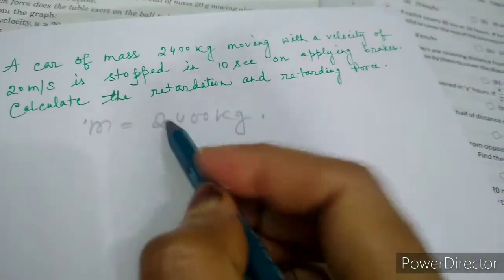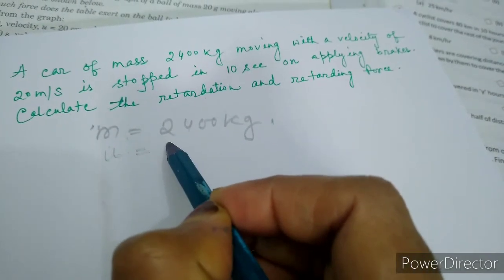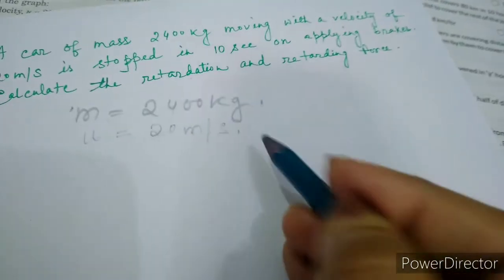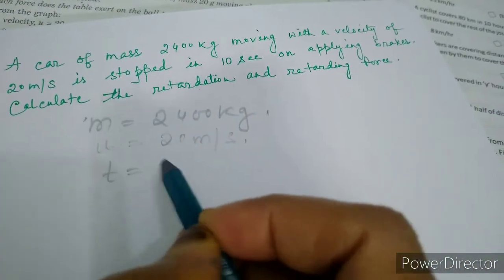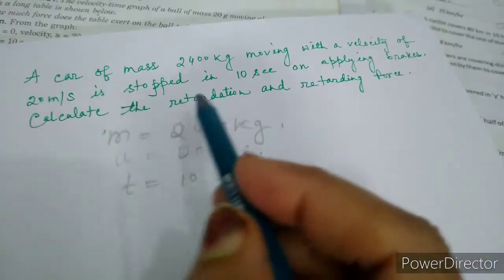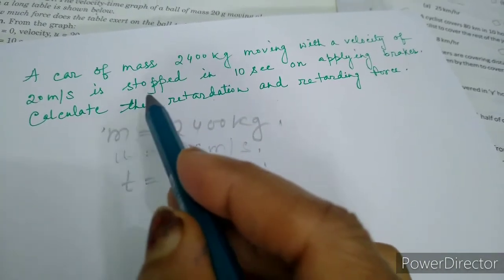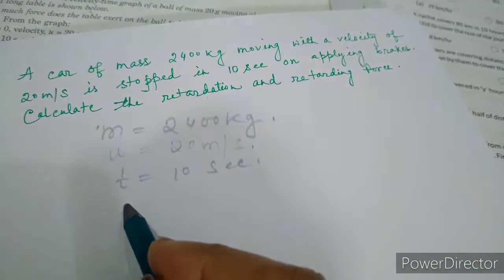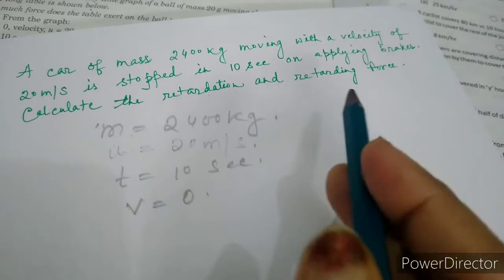It is moving with a velocity of 20 meter per second. Okay, so 20 meter per second is what? That is the initial velocity. So u is equals to 20 meter per second. Next, t is what? 10 second time interval. On applying the brakes, it stopped. It is said that it is moving with this velocity and stopped in 10 seconds. That means stopped in 10 seconds means its final velocity is equals to 0.